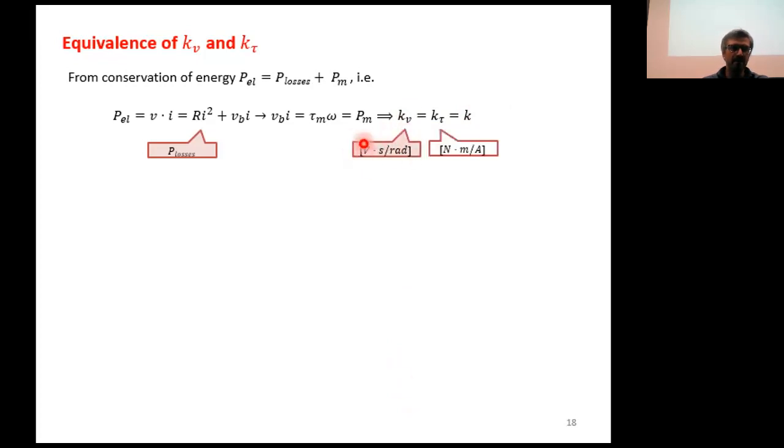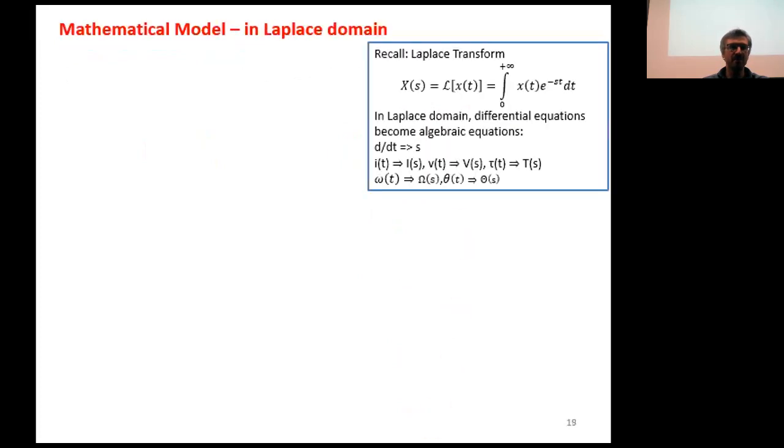They have different units of measure. One is mapping angular velocity into a voltage, and the other one is mapping current into torque. But they have the same value. And now that we have introduced the mechanical model in the time domain, it is convenient to transform this model, based on first or second order differential equations, into algebraic equations in the Laplace domain.